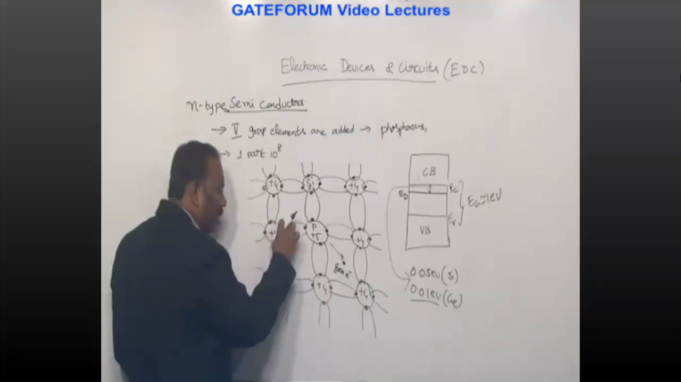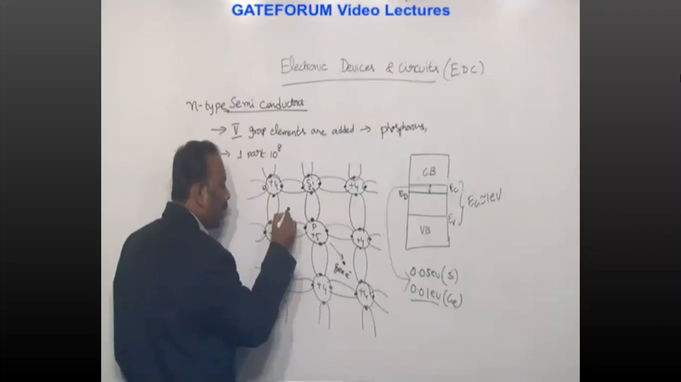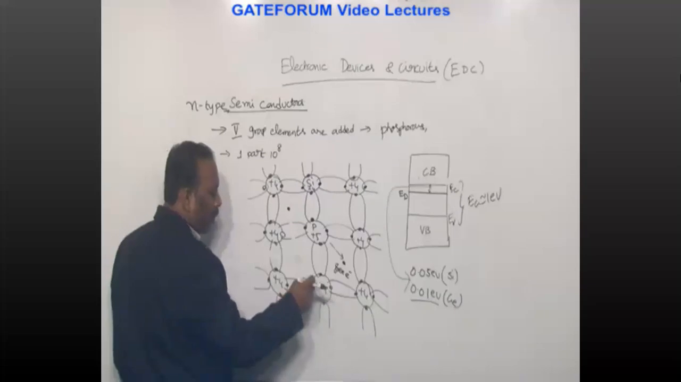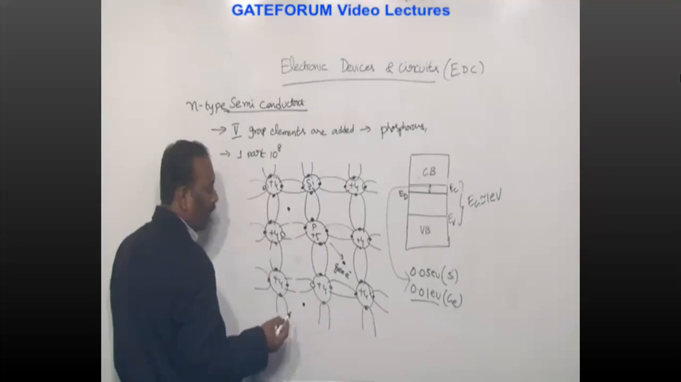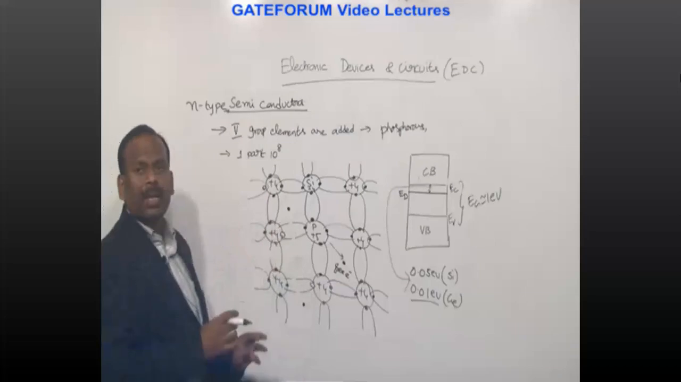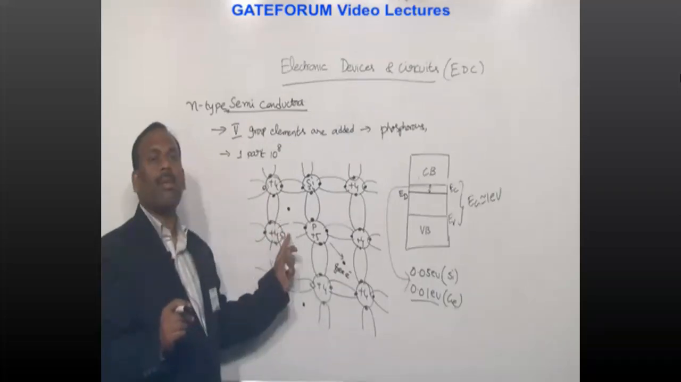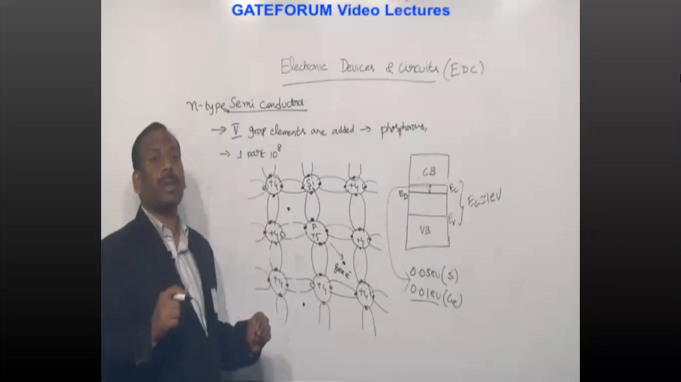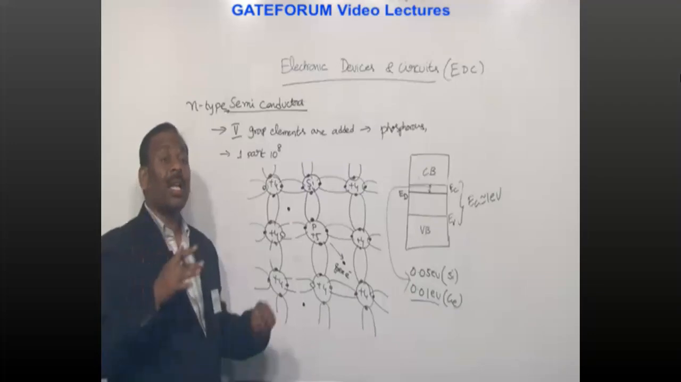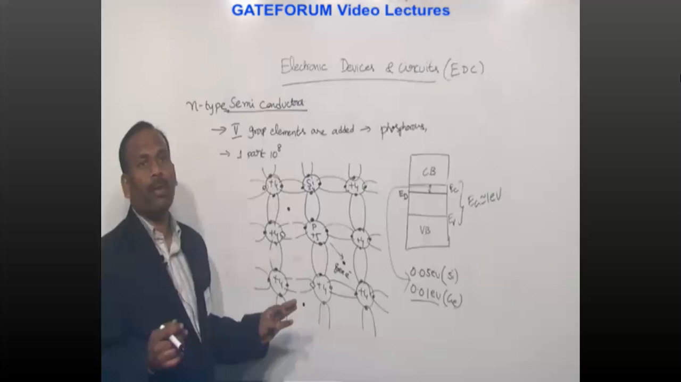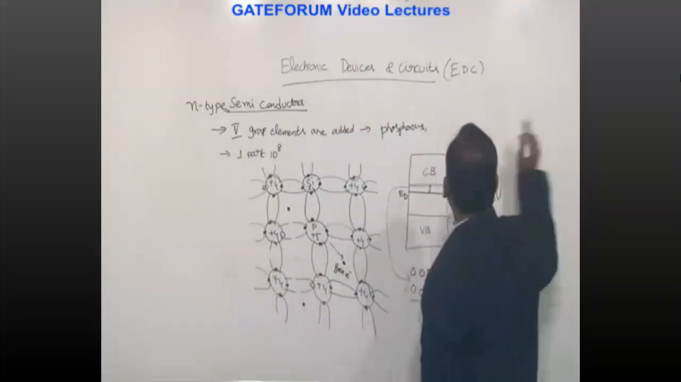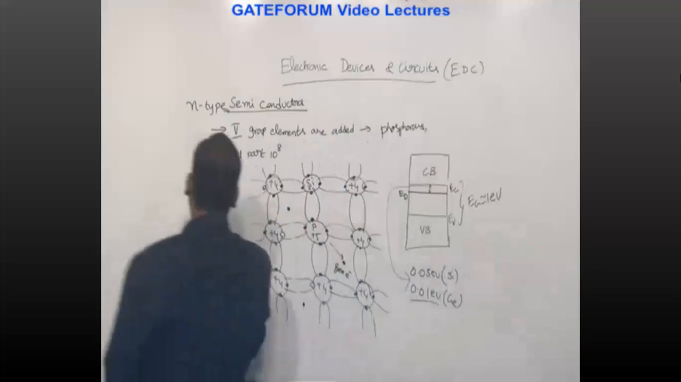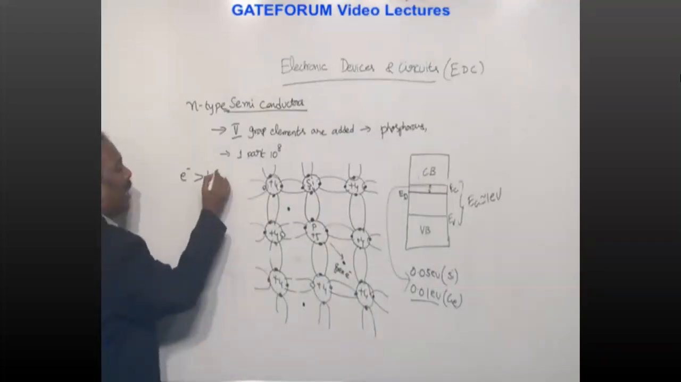Now at room temperature, what is going to happen? Covalent bonds are broken. Assume here a hole and here a free electron. Let us suppose this covalent bond is broken; this electron becomes a hole and a free electron. Now how many free electrons are there? 1, 2, 3. How many holes? 1, 2. I have taken a small figure. Here the number of electrons is more than the number of holes. If you take 5 × 10^23 atoms per cubic centimeter, we will have that many electrons and holes. In an n-type semiconductor, electrons are greater than holes.